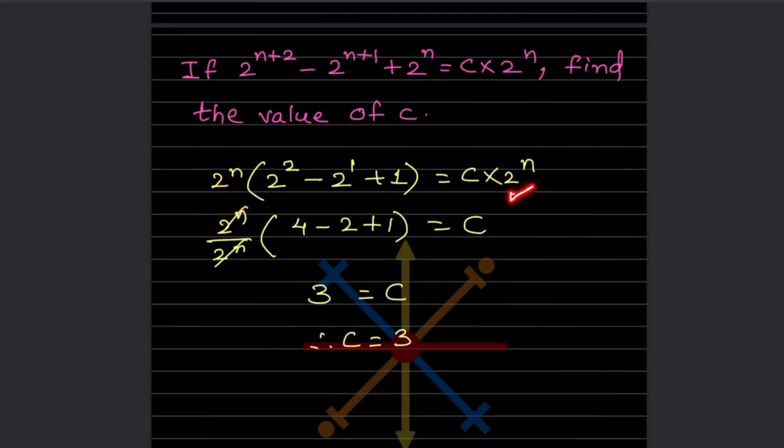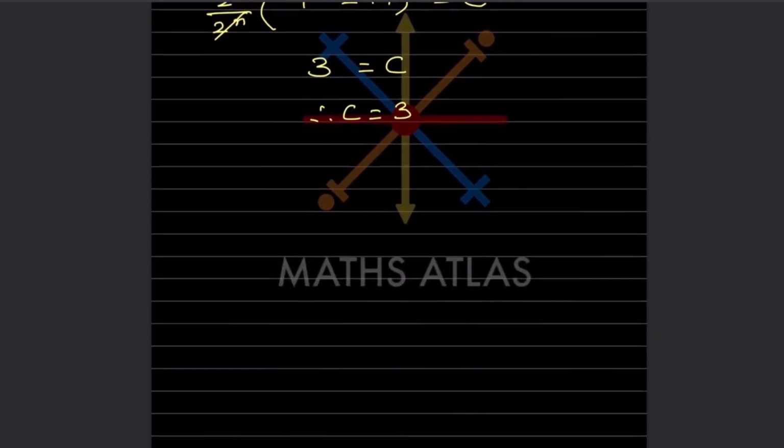Now this 2 raised to n on the right side, if you bring it to this side, so this is going to get divided. So 2 twos are 4 minus 2 plus 1 is equal to c, because this went over here. This and this get cancelled. So 4 minus 2 is 2, 2 plus 1 is 3. So 3 is c, therefore c is equal to 3.